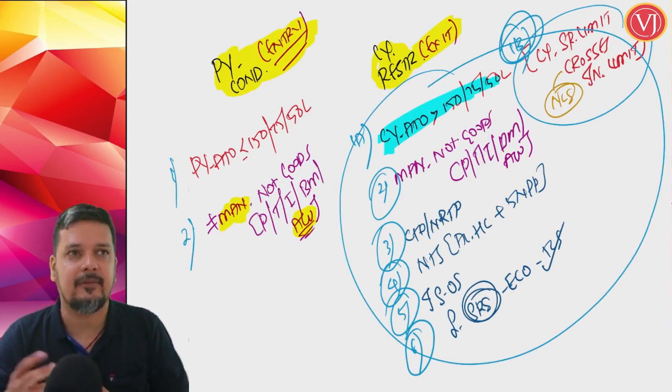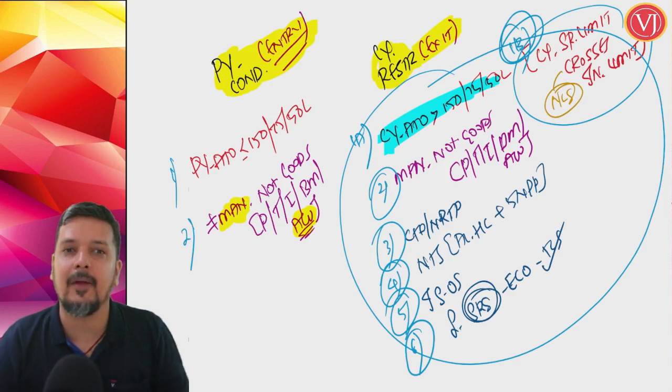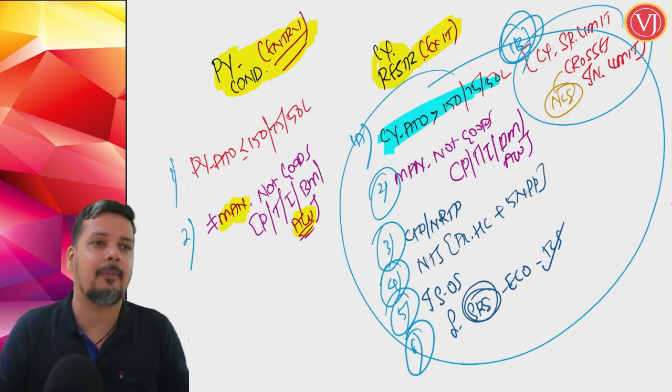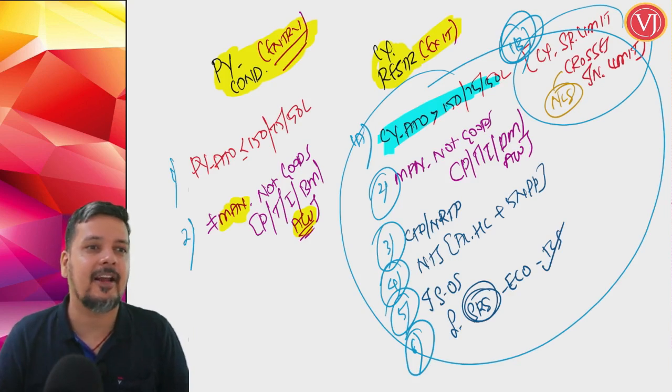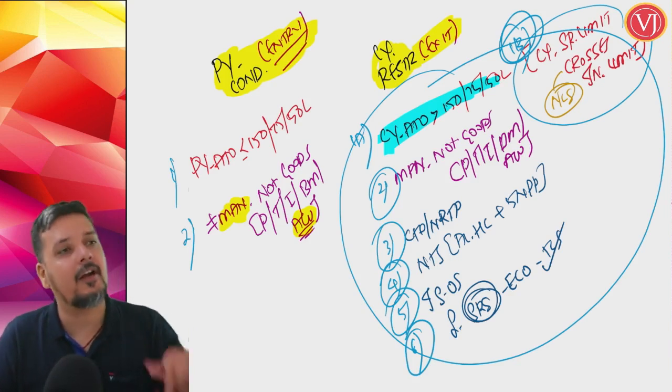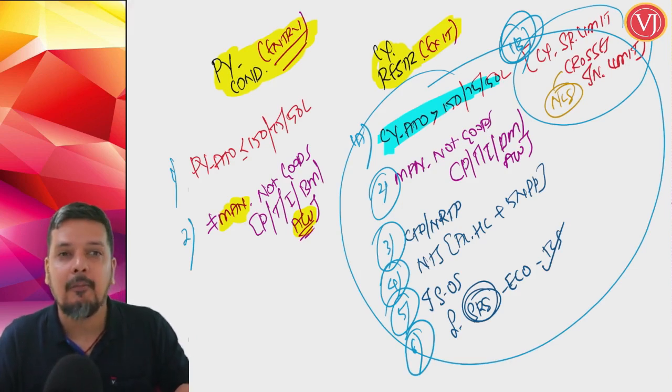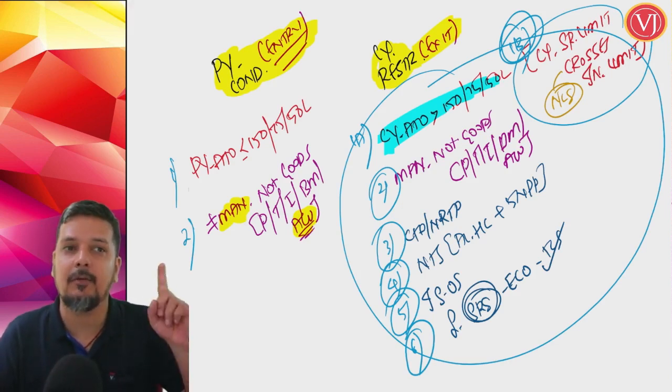And one again special point, if you're under composition scheme, should you pay RCM? Yes. Just because you're under composition scheme, you cannot tell that I'll not pay RCM. Even if you're under composition scheme, you're required to pay RCM. Point number 1.